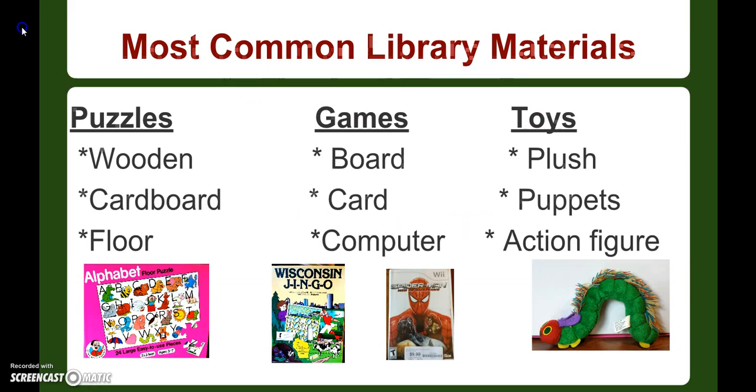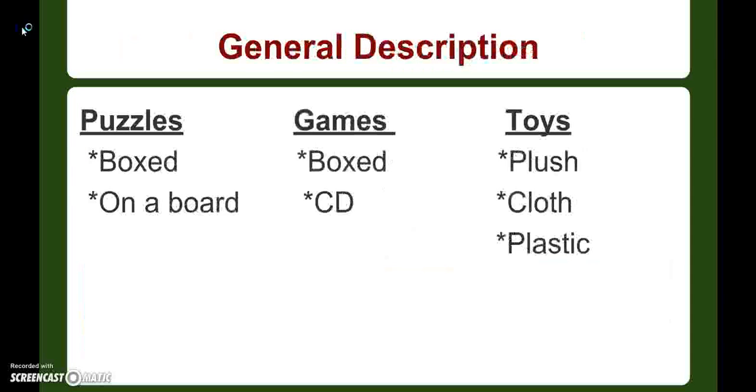I'm Sarah Downey. Some of the most common types of 3D artifacts you will find in an elementary or children's library are puzzles, which can be wooden, cardboard, and even floor size, games, which could be board games, card games, or computer games, and toys, which could be plush like stuffed animals, puppets, or even action figures. These items can come in a variety of materials, sizes, and formats.